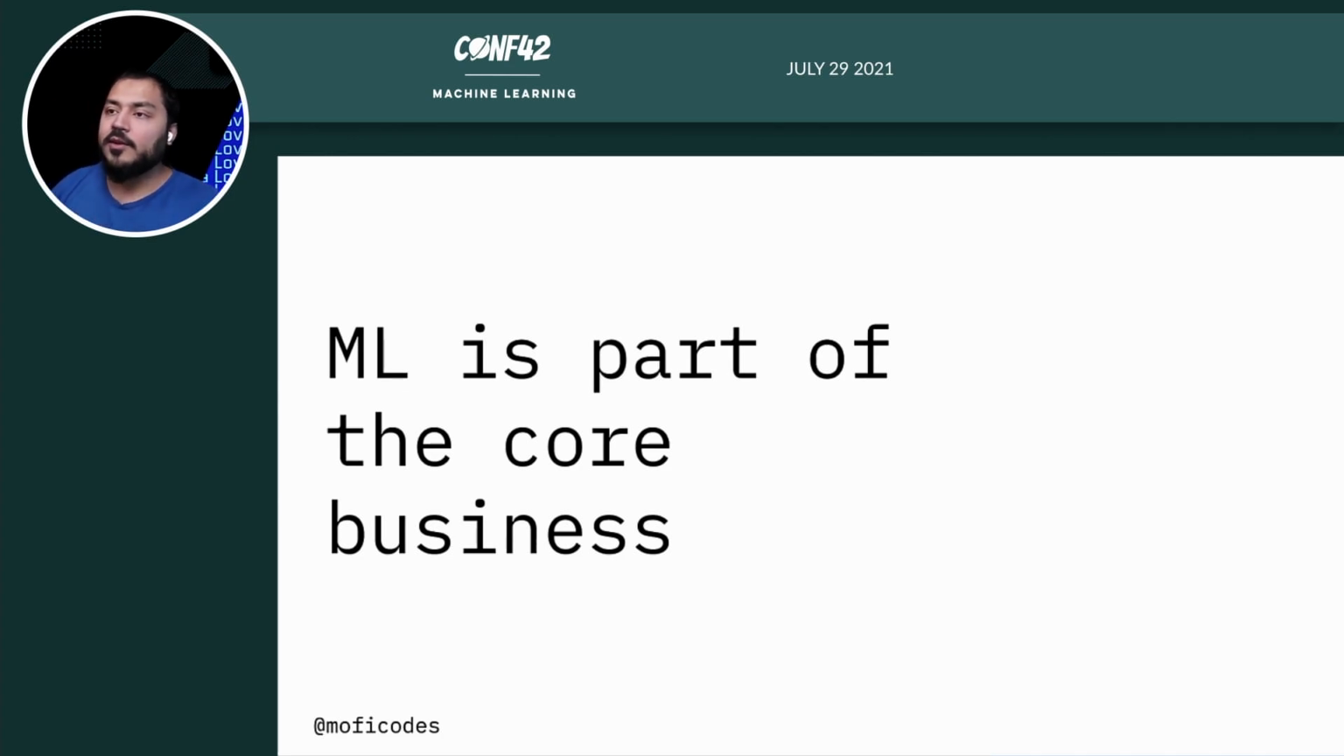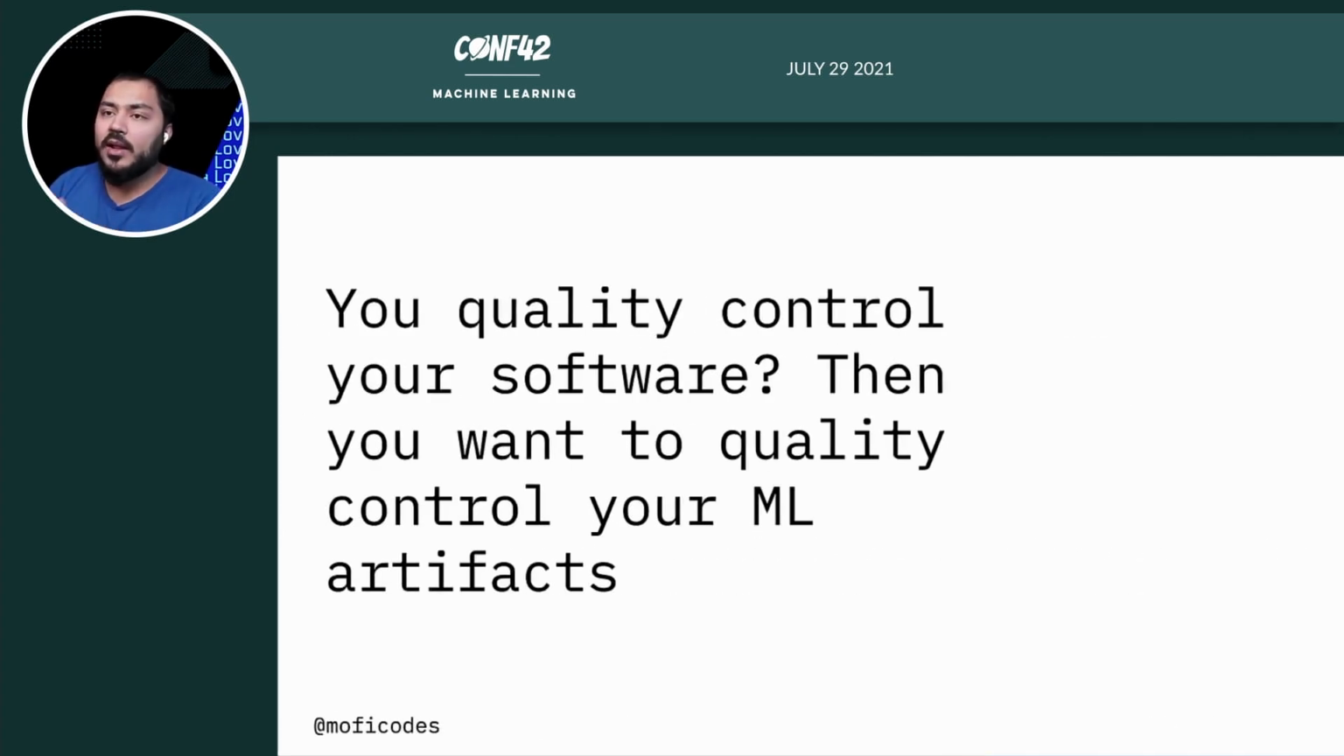So it's part of the core business. We quality control our software. We make sure that our software is not regressing from version to version. Then we need to actually quality control our machine learning artifacts as well. We can't just build the model on our local laptop and just deploy it into production by copying some files over. That's not how we do software, and that's not how we can do machine learning either.